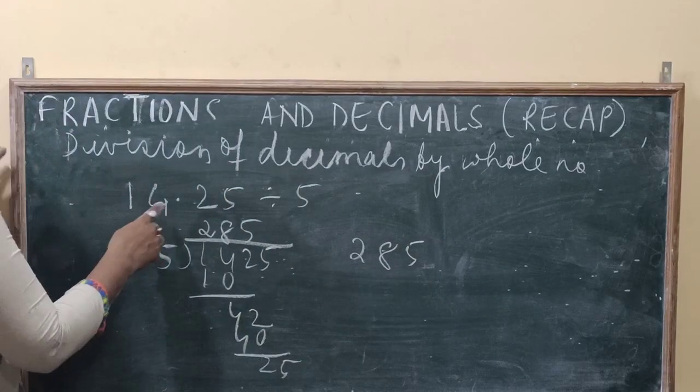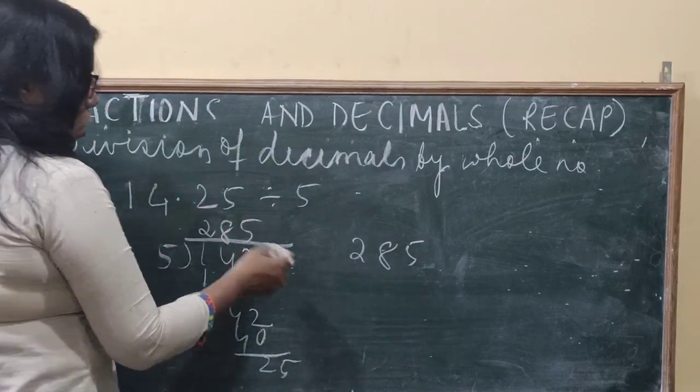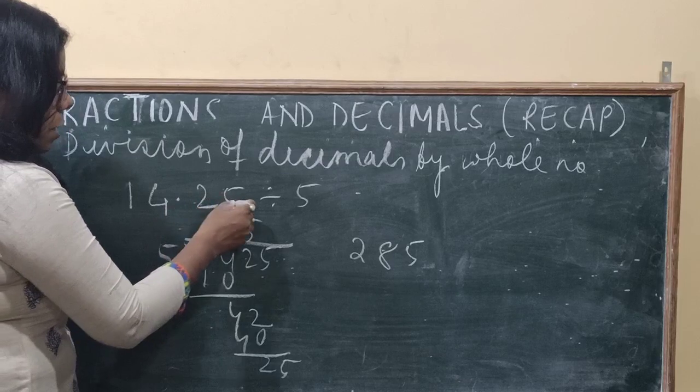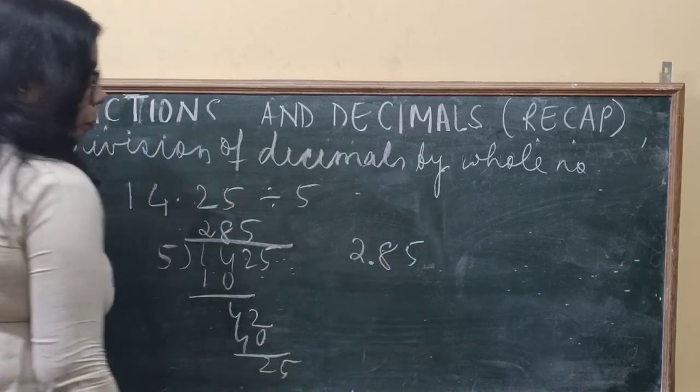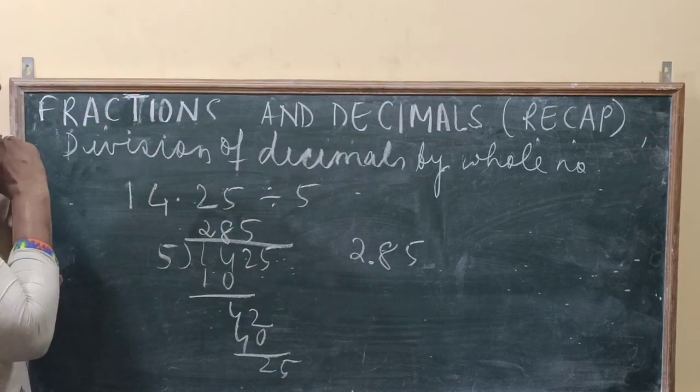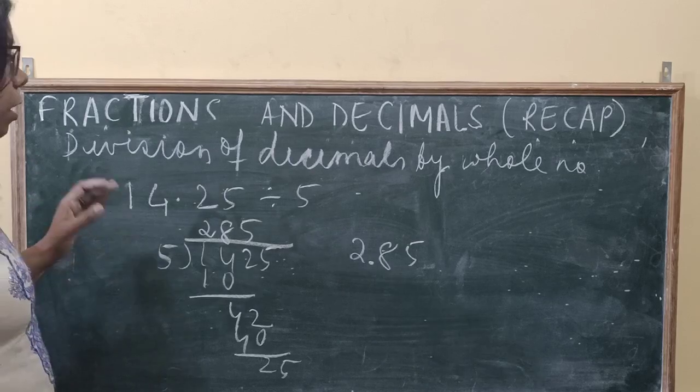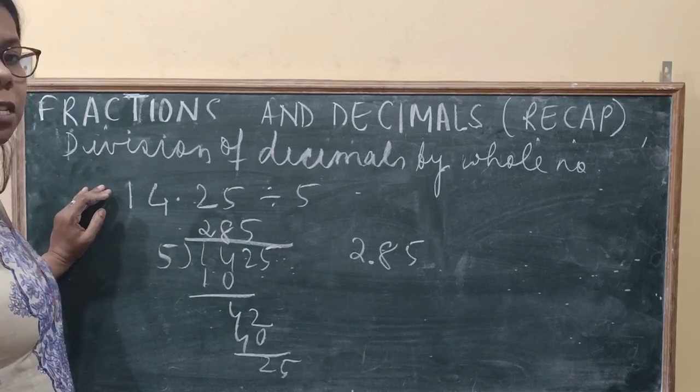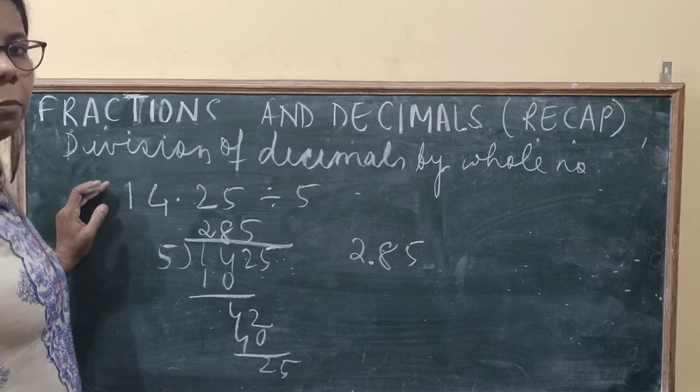But we were dividing the number 14.25. So what do we do? We'll see how many places are here and put a point here. Okay. This is how we divide decimals. So in this video you have seen how we multiply fractions.